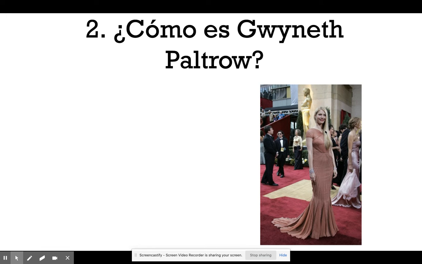So, you could write 4 descriptions for her. All I'm asking for you to do is come up with 2 bare minimum. So I would write Gwyneth es, or ella es. Let's do blonde. Since she's a female, rubia. And what's the word for talented? Talentoso or talentosa. Since she's a girl, I would say Gwyneth es rubia y talentosa.